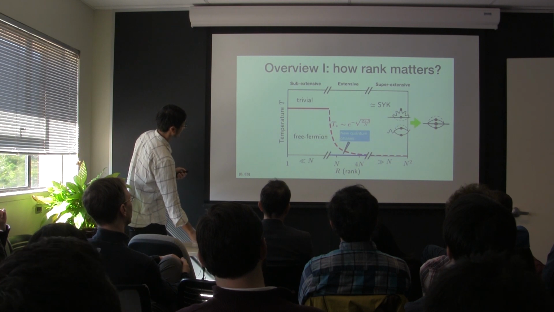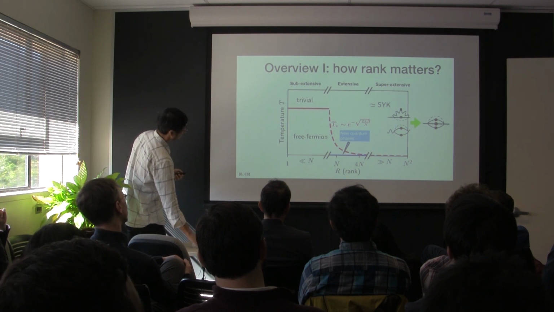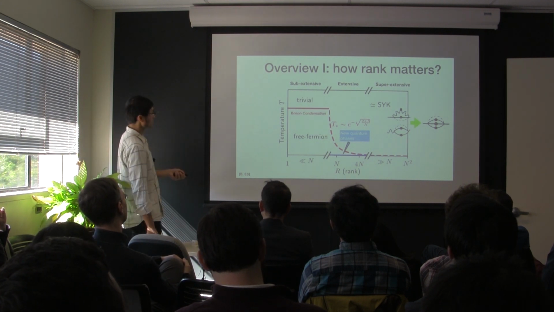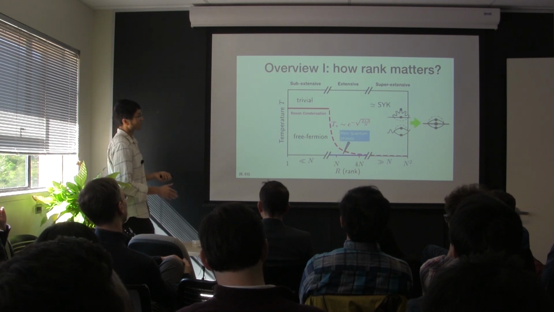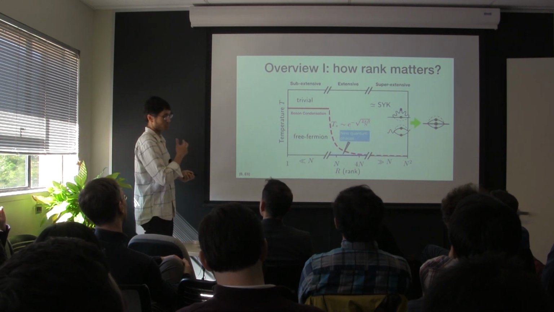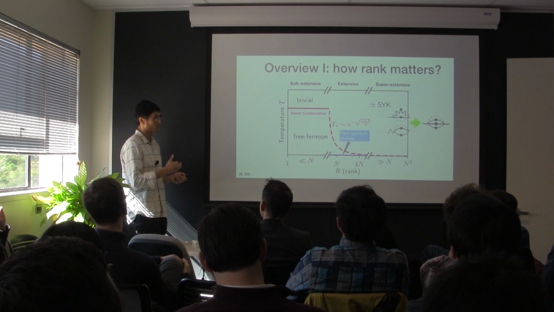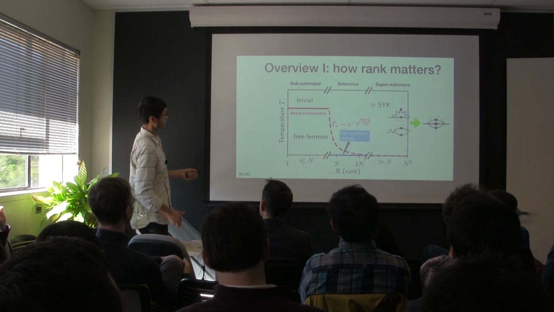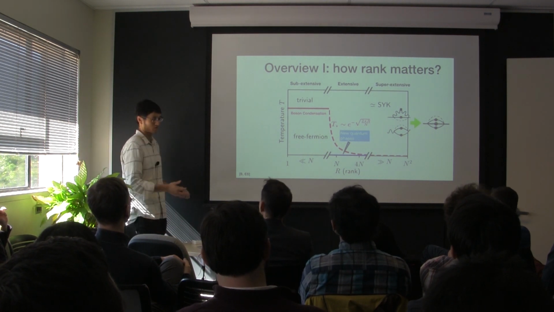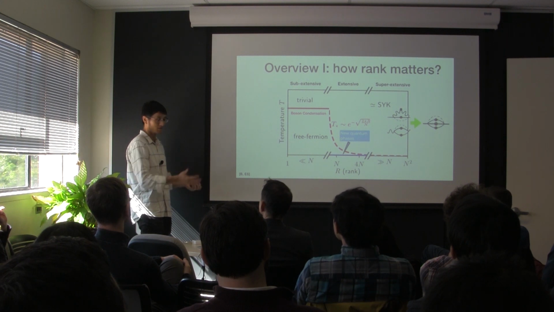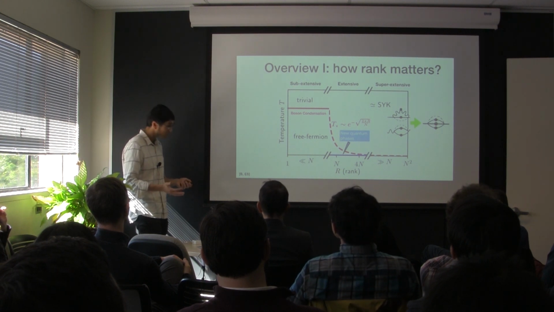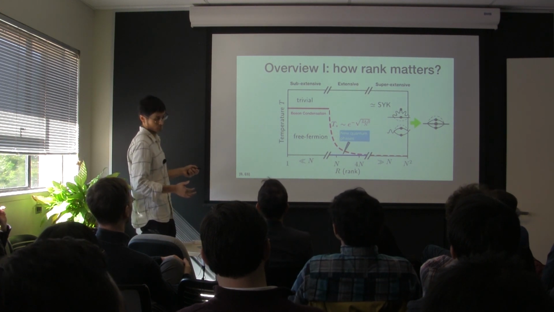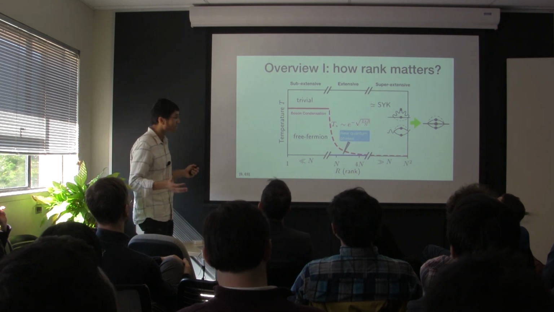On the other hand, if you have a sub-extensive rank, which means the rank is much smaller than N, then the Bose-Einstein condensation physics will dominate. At a low temperature, you will have only a Bose-Einstein condensate, and it generates a purely quadratic Hamiltonian. You will have basically a free fermion model with no scrambling.